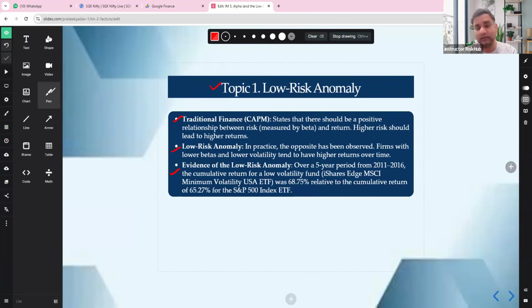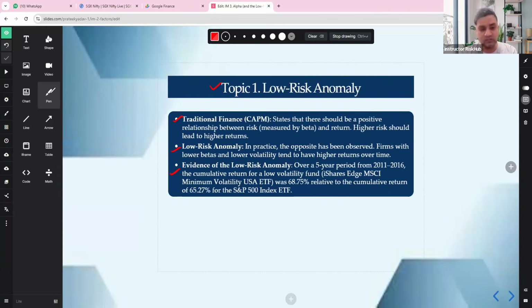And why might the anomaly exist? Even though this slide doesn't list the explanation yet, right? But it's useful to understand it, right? So there are leverage constraints. Some investors cannot borrow easily. So instead of leveraging your low risk asset, they chase high beta stock to boost expected return. This can make high beta stocks overpriced and low beta stocks underpriced.